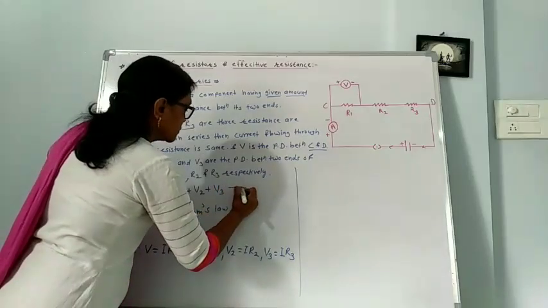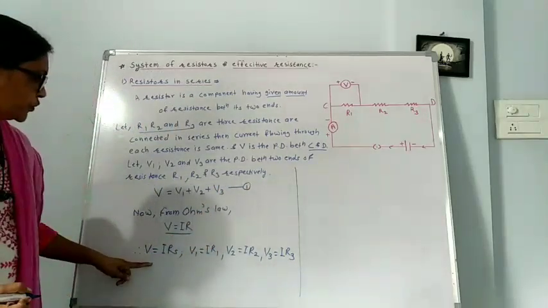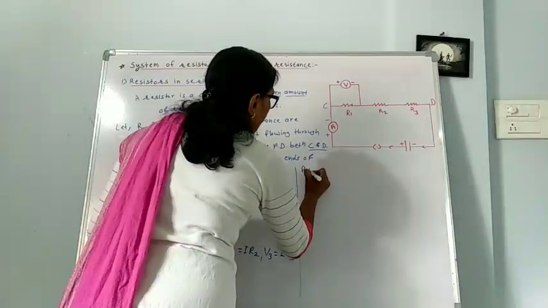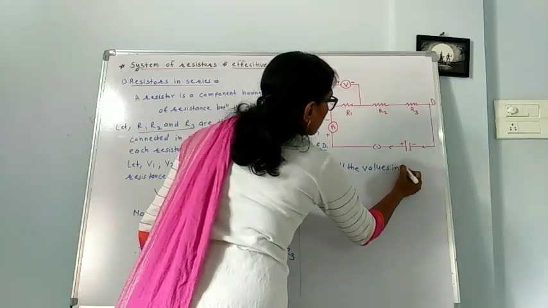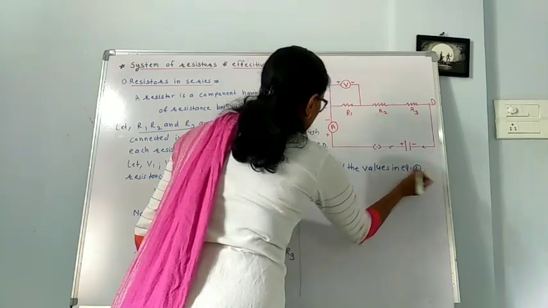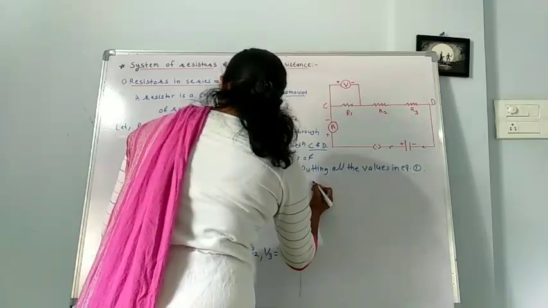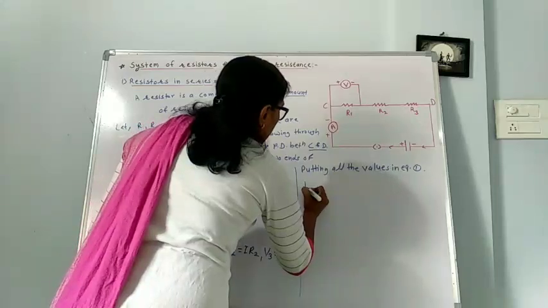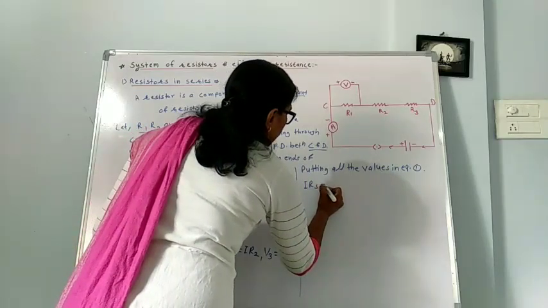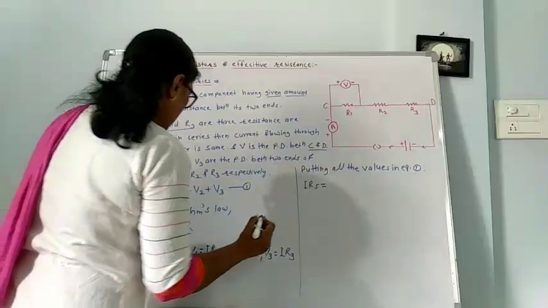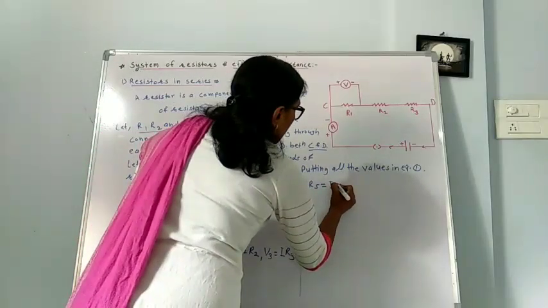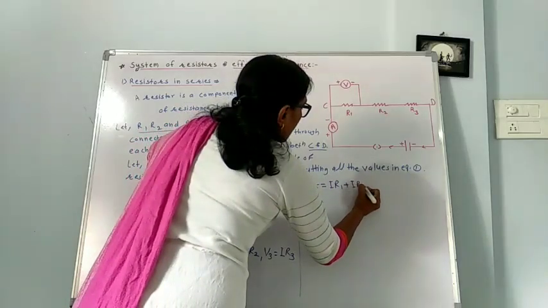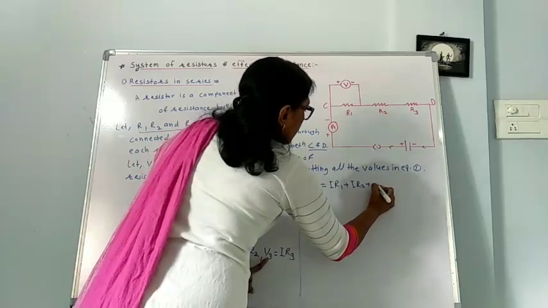We will call this equation 1. Now put all these values in equation 1. We will get the equation V equal to, putting the value of V here, IRS equal to V1's value IR1 plus V2, IR2 plus V3, IR3.